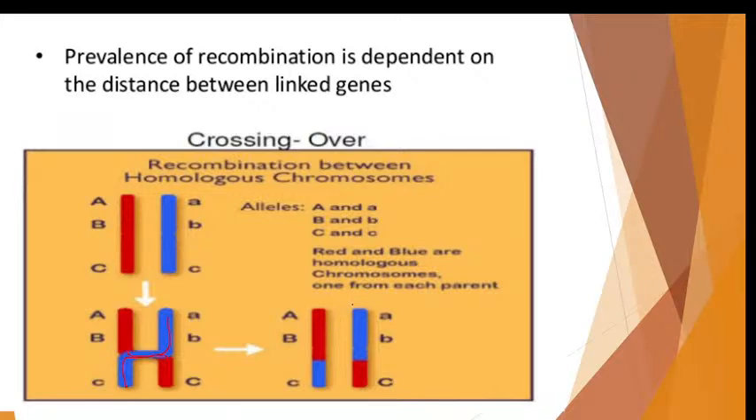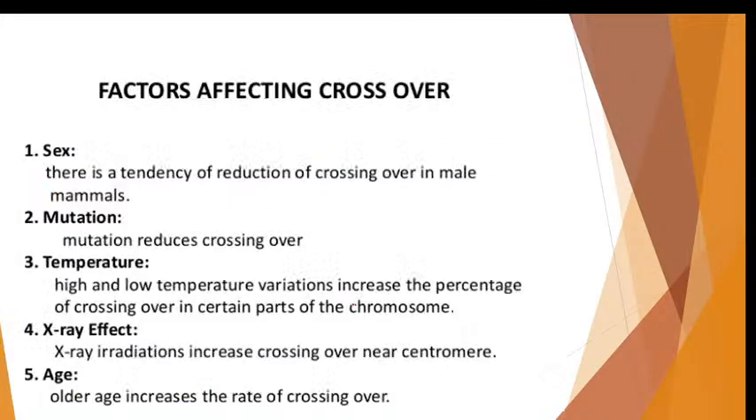Then, based on the types of crossing over, the crossing over is affected by a lot of things. That is the sex of the individual. That is the tendency of reduction of crossover in male mammals. In male mammals, the tendency of crossover is less. Then mutation reduces the crossing over.